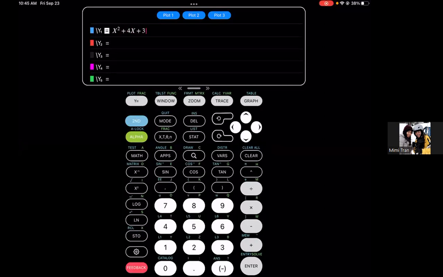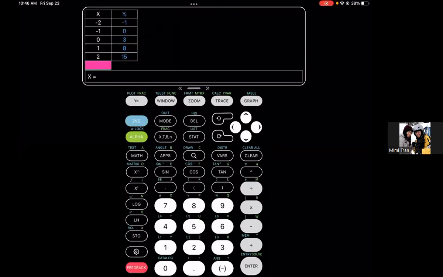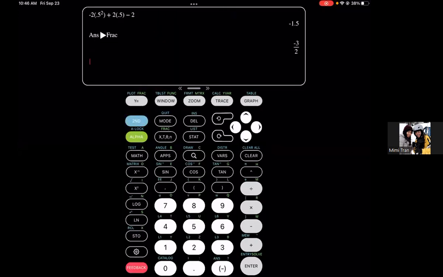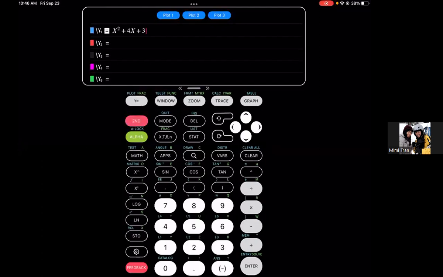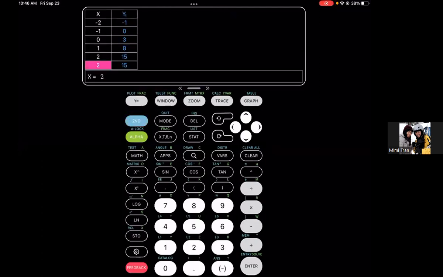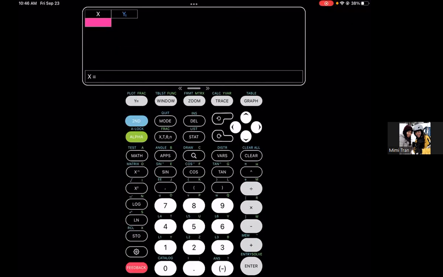In order to plot some points, you need to go to table. So you see above graph, the blue word, table. So second graph, it'll give you the table. Let me clear that out. Oops. Second graph. Let me delete those.